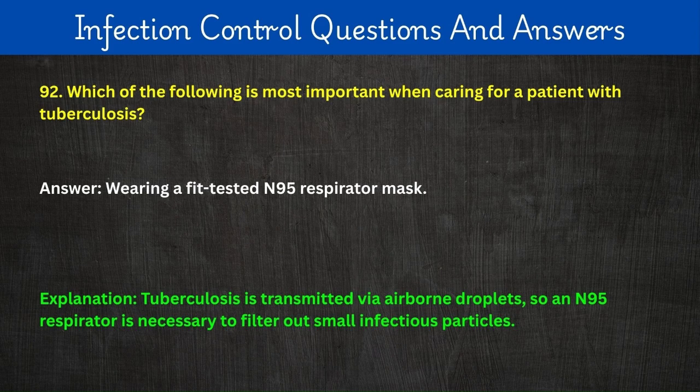92. Which of the following is most important when caring for a patient with tuberculosis? Answer: wearing a fit-tested N95 respirator mask. Explanation: tuberculosis is transmitted via airborne droplets, so an N95 respirator is necessary to filter out small infectious particles.